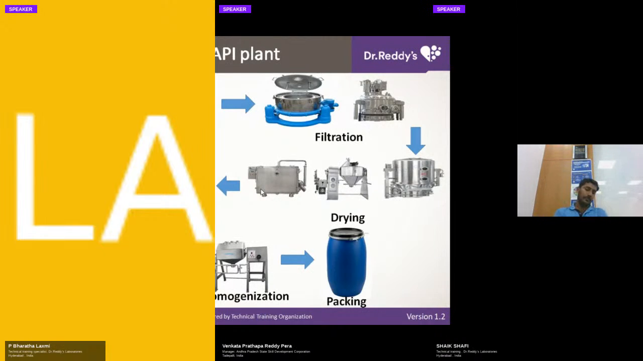Why can API alone not show quick action as that of a formulated drug? In a formulated drug, we add some ingredients, like flavors. Whenever it needs to give quick action, in that place it will give quick action. Basically, when we take API, it dissolves in our mouth only.